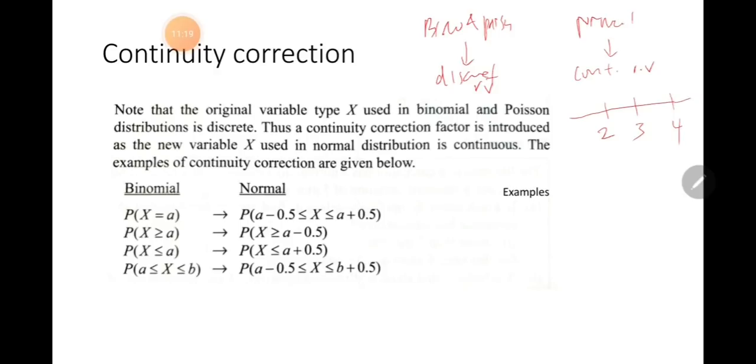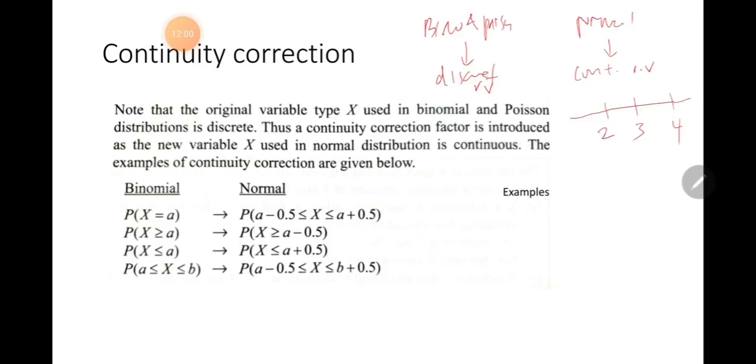So how do you make a discrete variable into a continuous random variable? One simple idea we can think of is to close the gap between 2 and 3. We call this method a continuity correction. All right, so this is the rule of thumb, but you really don't have to remember all this.